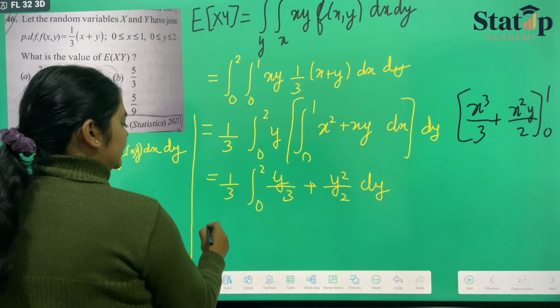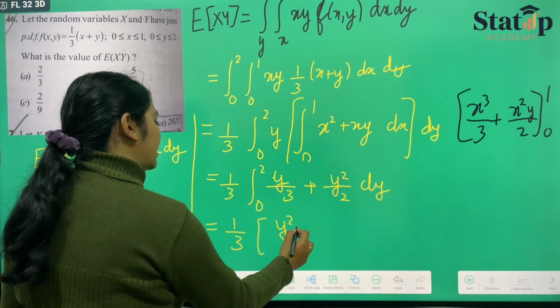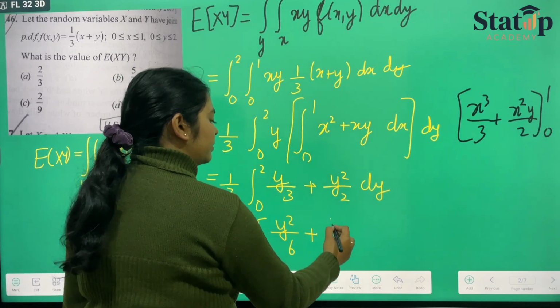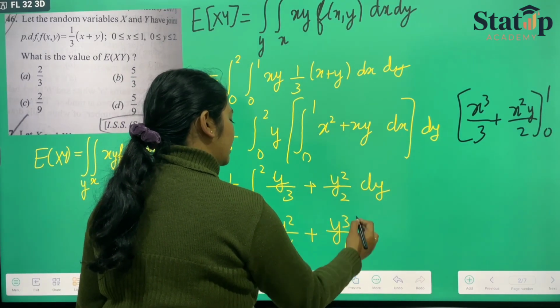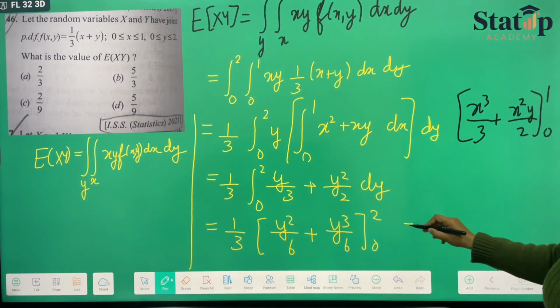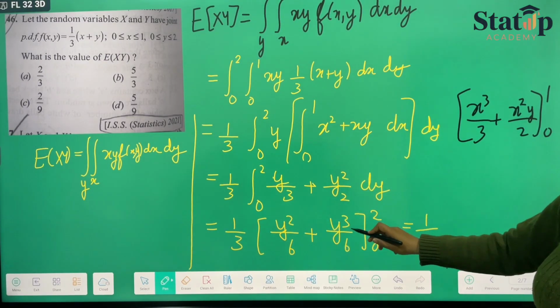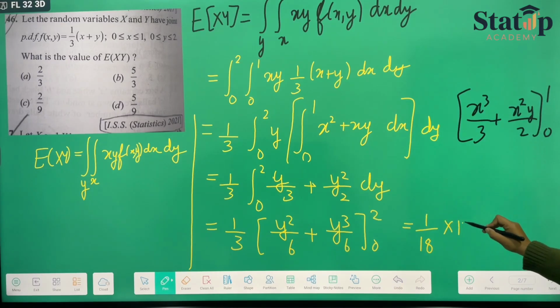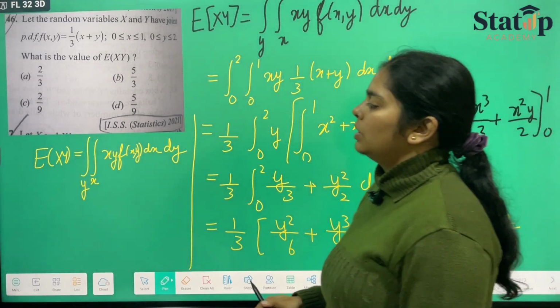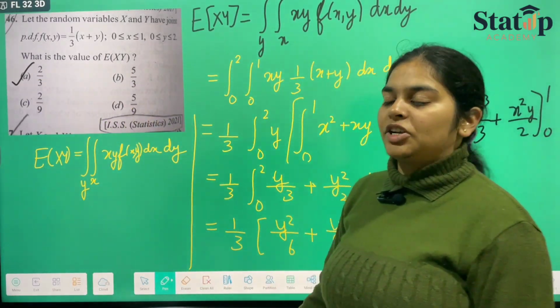Now integrating this as well, we will be getting 1 by 3, y square by 6 plus y cube by 6 with the limit 0 and 2. If we put 2 and 0 as limit, outside it will become 1 upon 18. 4 plus 8 will be 12. And this will be nothing but 2 upon 3, which is our option number A.